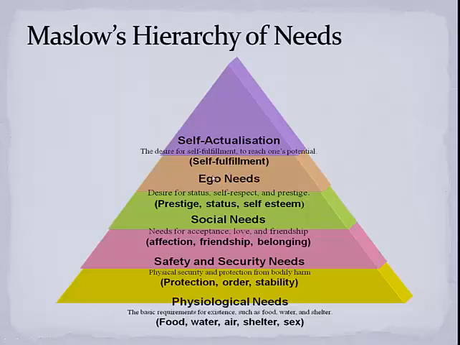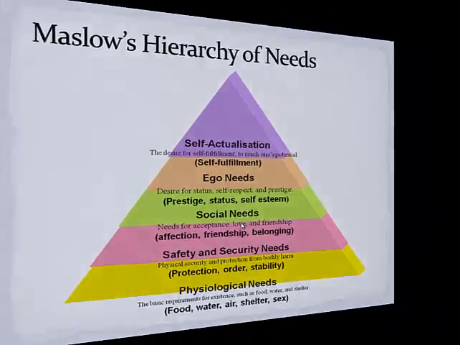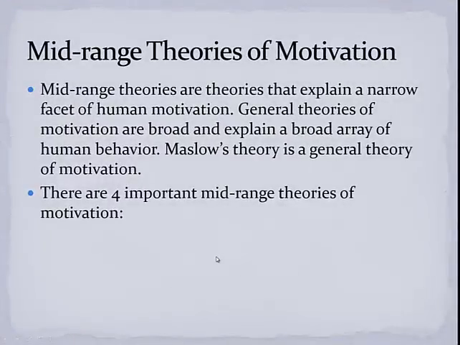But in general, this is called a general theory of motivation because it explains a broad range of behavior. However, in marketing, I would like to present to you some mid-range theories of motivation that are actually not in your textbook, but they're much more useful to marketers because they explain a narrow range of human behaviors, unlike the broad range of a theory like Maslow's.